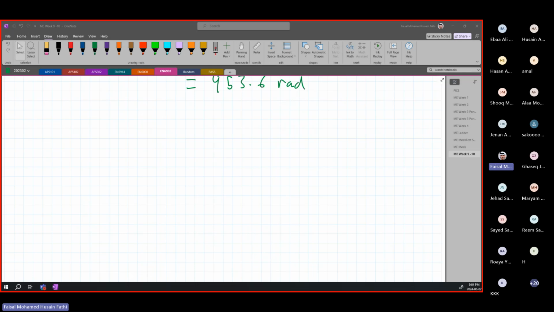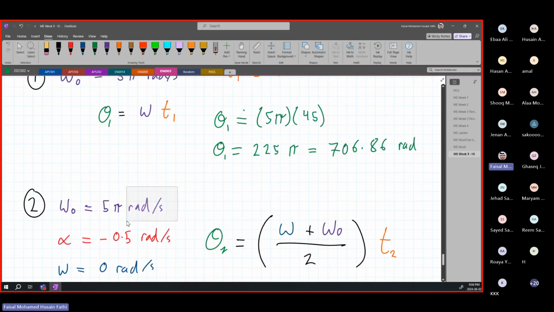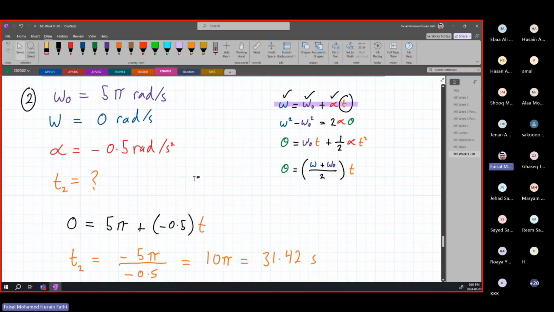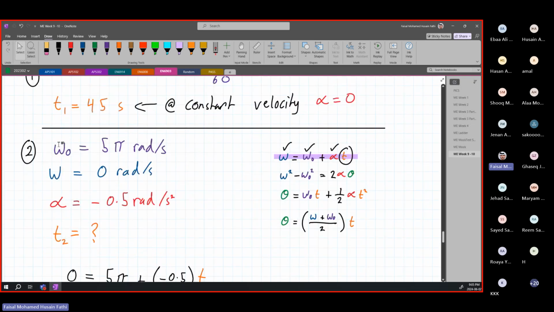Why did we convert to radians per second? We have to always convert to radians per second to solve. We cannot solve using RPM in this case, because all our units are in seconds and in radians. And when we're talking about acceleration, when we're talking about angular displacement, it's always in radians, all right? So we need to make sure that everything is in radians per second.